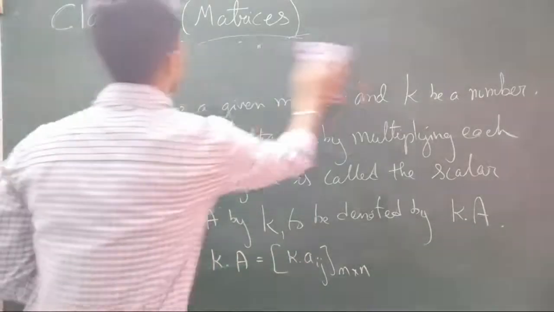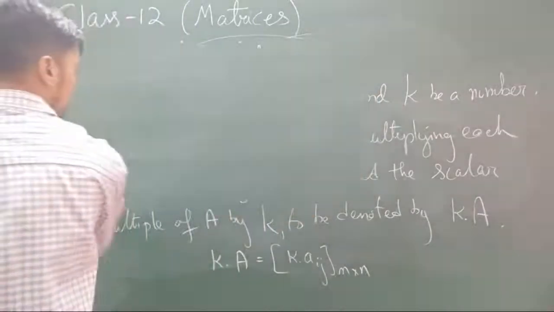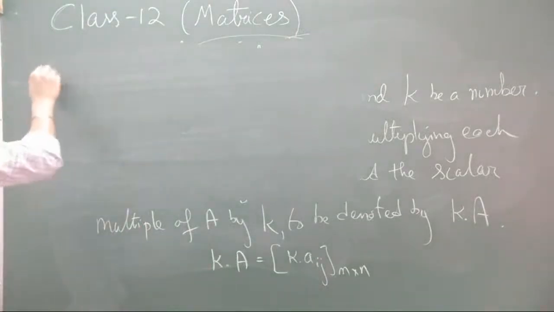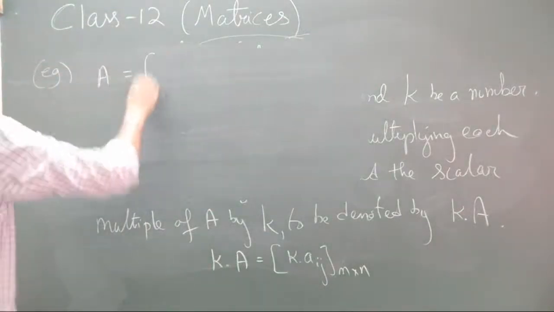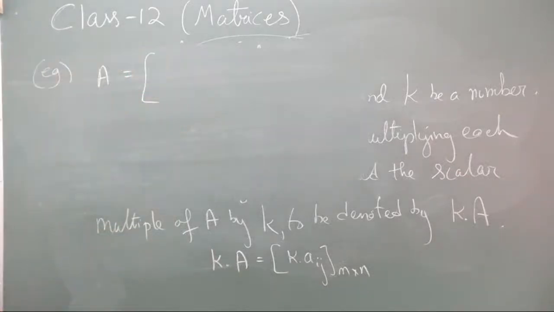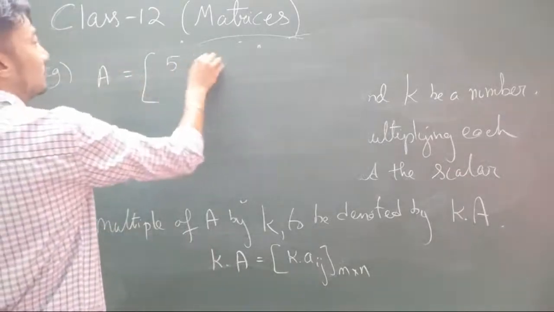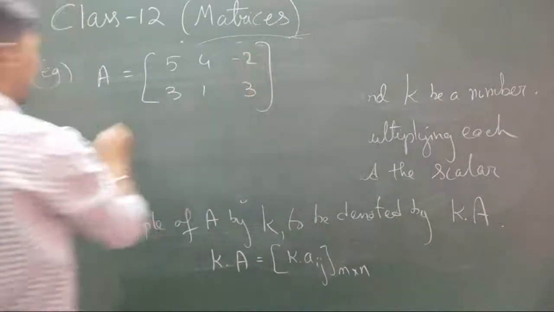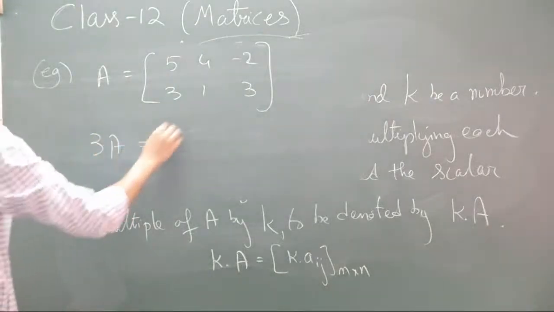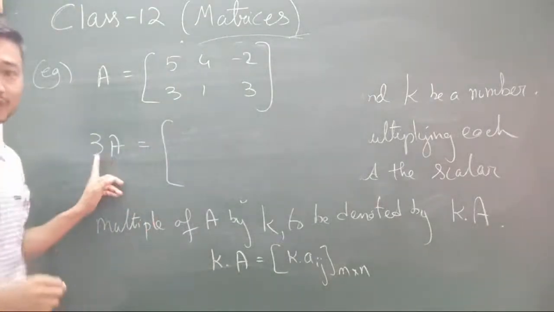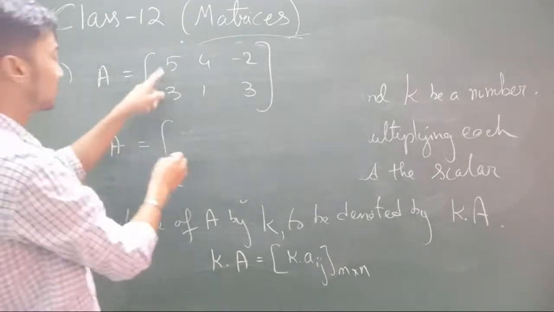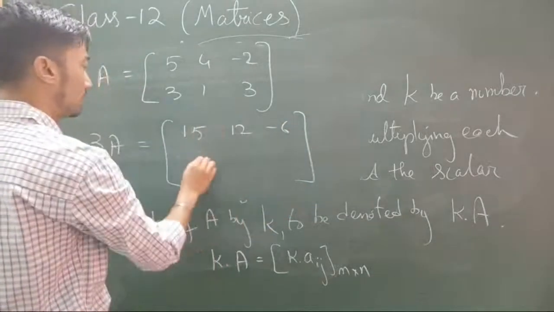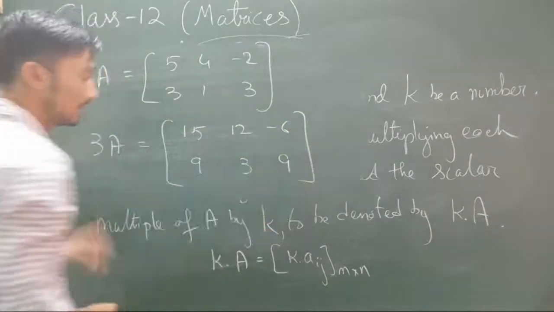Example: let's say we have a matrix A, 5, 4, minus 2, 3, 1, 3. Then 3A. What will be 3A? That means I'm multiplying the matrix by the scalar 3. So simply each and every element of the matrix will get multiplied by 3. I hope you can get the point here. 3 3s are 9, 3 1s are 3, 3 3s are 9.